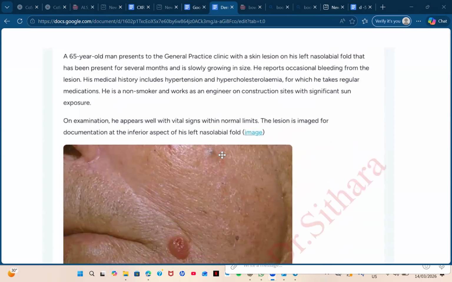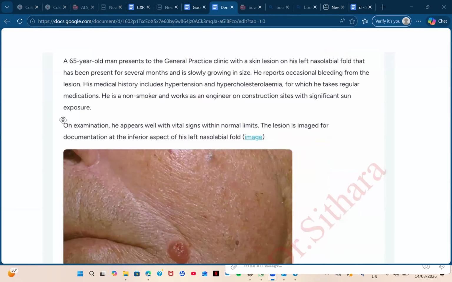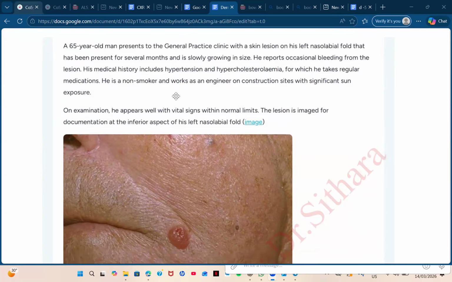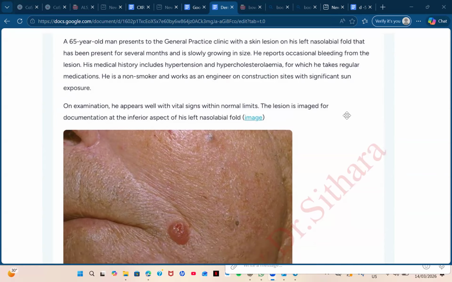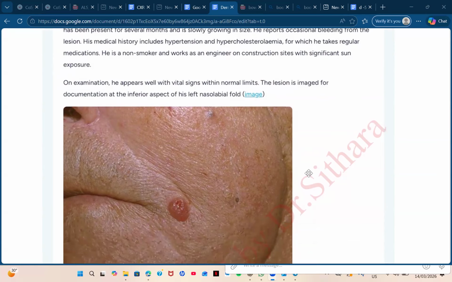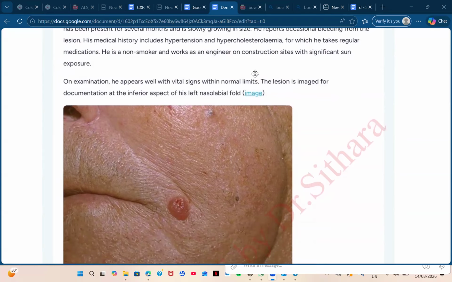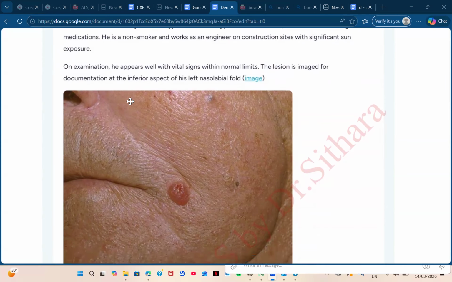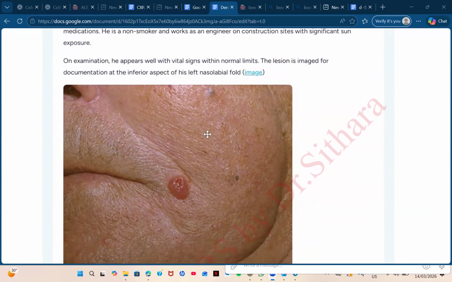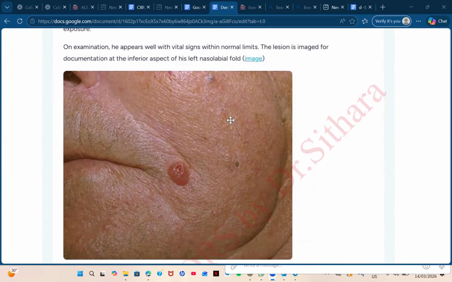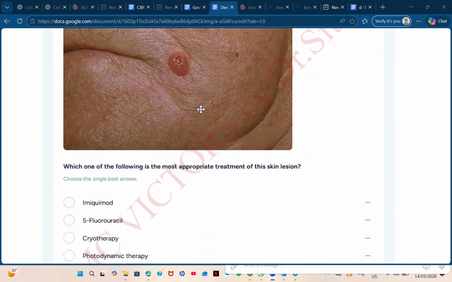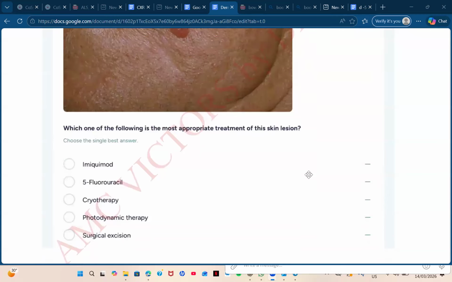A 65-year-old man presents to the GP clinic with a skin lesion on his left nasolabial fold that has been present for several months and slowly growing in size. He reports occasional bleeding from the lesion. His medical history includes hypertension and hypercholesterolemia, for which he takes regular medications. He's a non-smoker and works as an engineer on a construction site with significant sun exposure. On examination, he appears well with vital signs within normal limits. The lesion is documented on the inferior aspect of the left nasolabial fold. This is the image. Which one of the following is the most appropriate treatment?